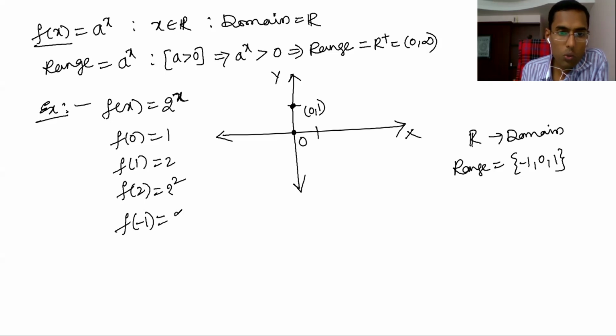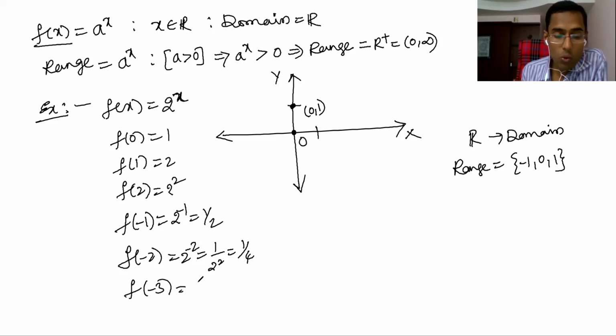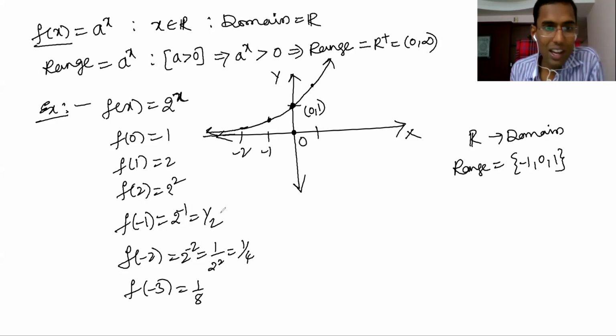Okay, anyway, f of -1 is what? 2 power -1, which is 1 by 2. F of -2 is what? 2 power -2, which is 1 by 2 square, which is 1 by 4. Like this, f of -3 you're going to get 1 by 8 and so on. So here this one is plotted. If it is 1, it is 2. If it is 2, it is 4, like this. It's increasing like this. But if it is -1, it is 1 by 2, like this. If it is -2, it is like this. In -4, it's even closer. It's going close to 0, but it can never be 0.